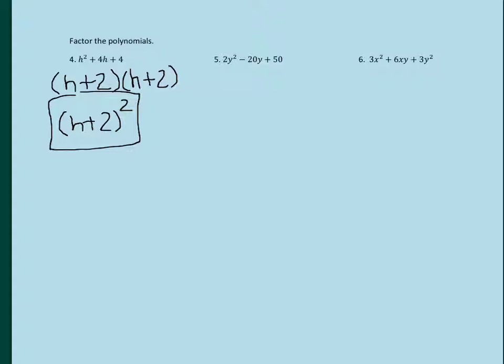Now this one, you could have gotten a couple different ways, but at the end we need to have the same answer. Now here's the thing. The first thing I notice is 2, 20, and 50 are all even. So I'm going to factor out the 2.